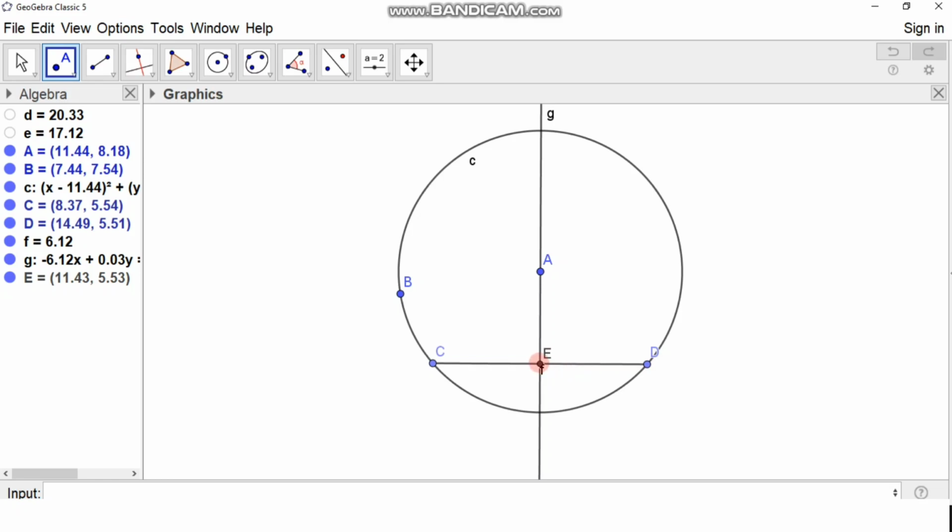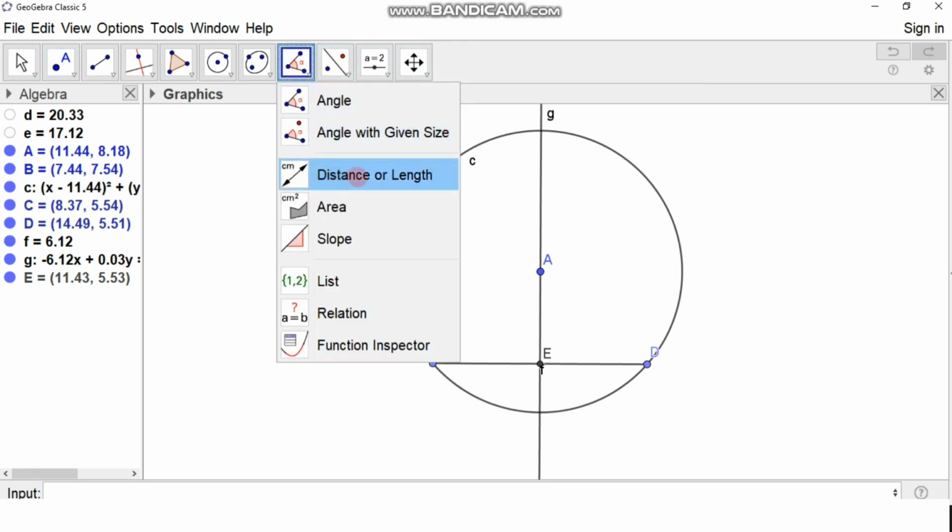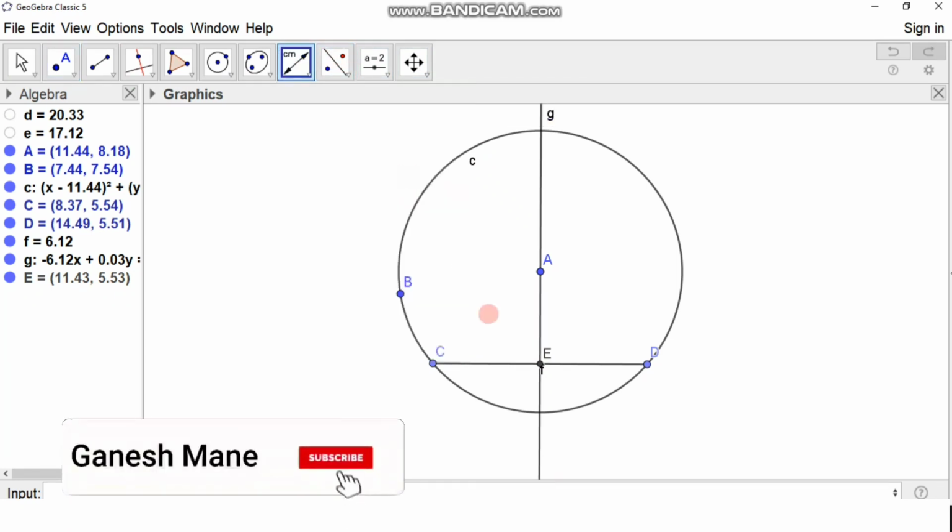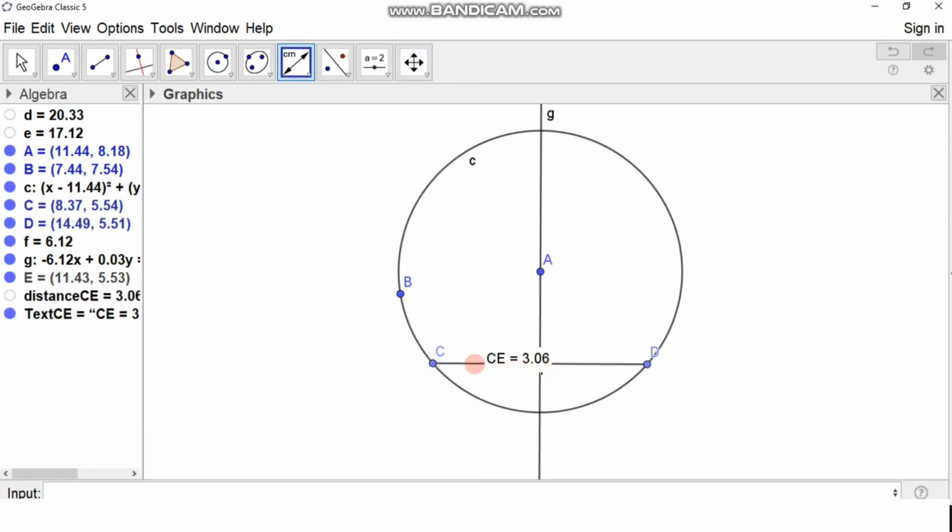So to verify that, we have to measure the distance CE and the distance ED. We have the distance or length icon here. Click on that. Firstly click on point C and then click on point E to get the distance CE as 3.06. Now we have to measure the distance ED. So for that click on point D, then on point E to get the distance DE as 3.06.